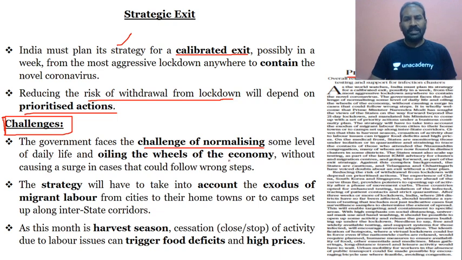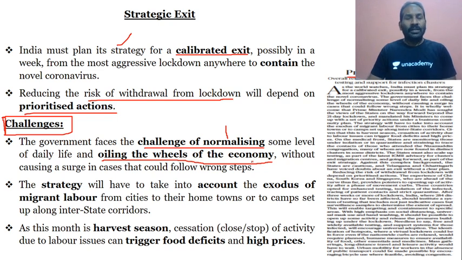So the challenge is normalizing the situation of daily life, and it is very important to go ahead with oiling the wheels of the economy. The economy, which is at a standstill at this moment, should be made to prosper further, and for that, the following steps have to be taken, with the priority of action taken into consideration. So that is a challenge. The priorities of the people will be brainstormed, and then they will go ahead with those priorities.